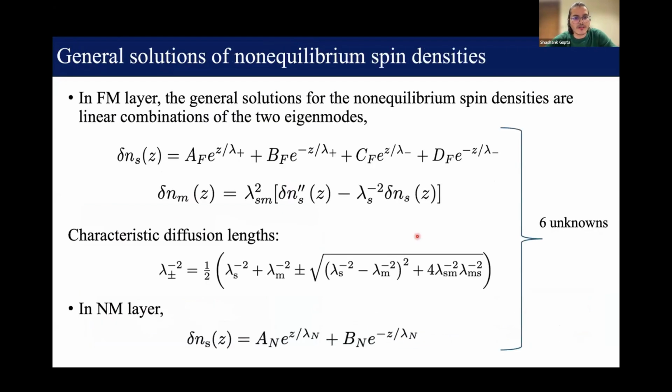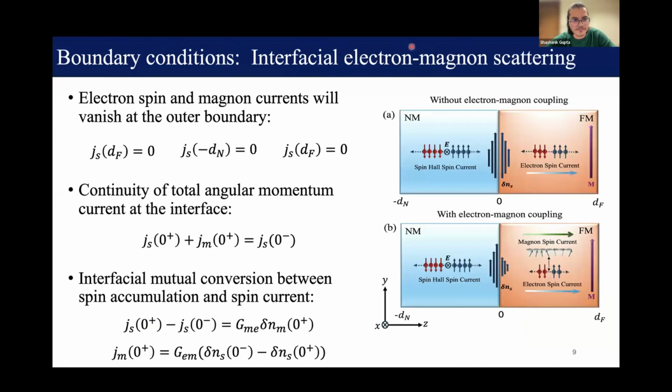Now if we solve the continuity equations in the ferromagnet, the spin accumulation will be coupled and will have both the characteristic electron diffusion length and magnon diffusion length. And in the normal metal layer, we have spin accumulation in terms of only the electron diffusion length. So we actually have 6 unknown coefficients. To solve these 6 unknowns, we need 6 boundary conditions.